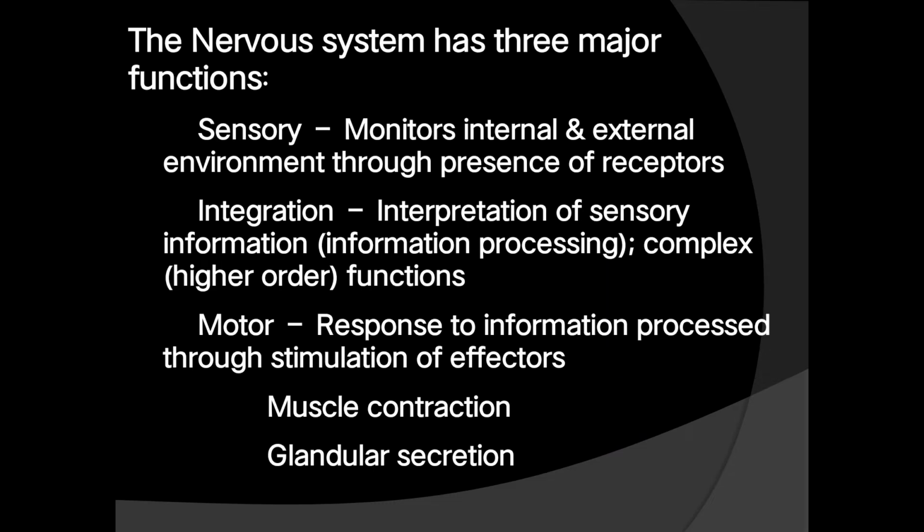Next, the nervous system has three major functions. What are the major functions? First is the sensory function, meaning monitoring the internal and external environment through the presence of receptors. So what is the sensory function doing? It is monitoring the internal and external environment through the presence of receptors. We have receptors in our skin and in the eyes. We have specific types of cells.